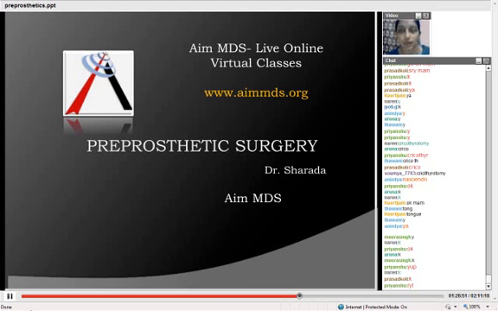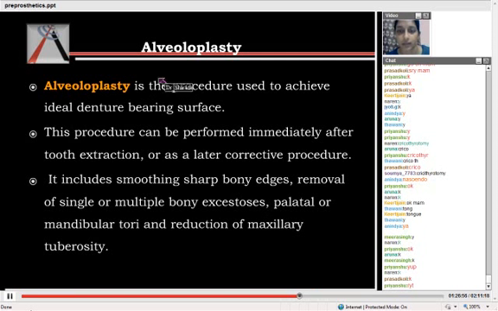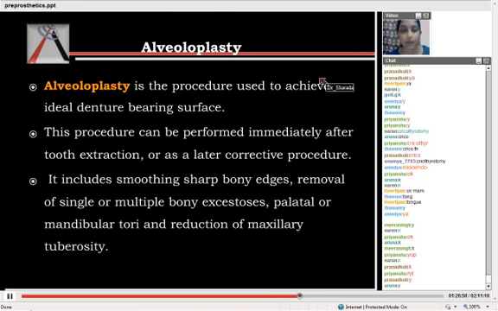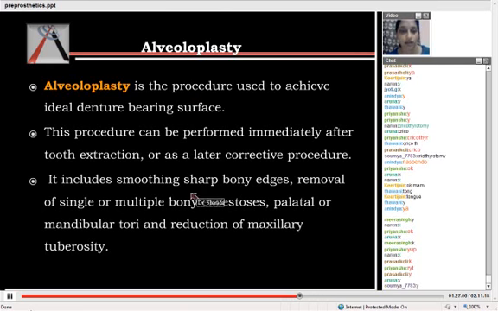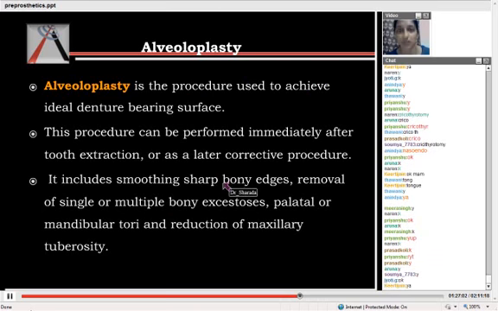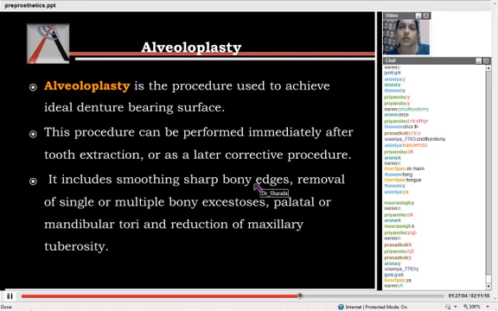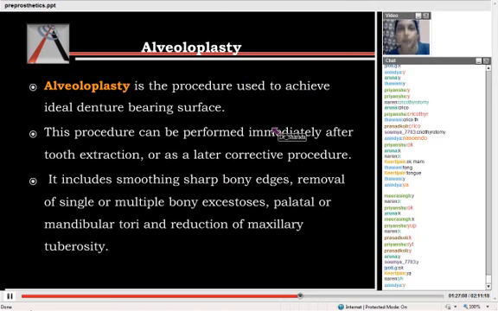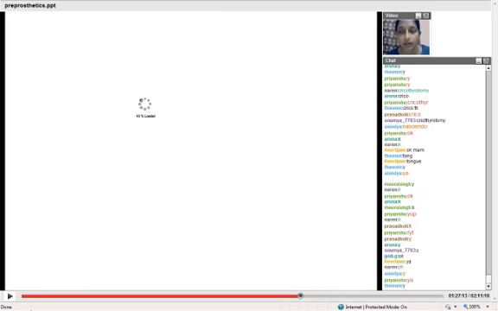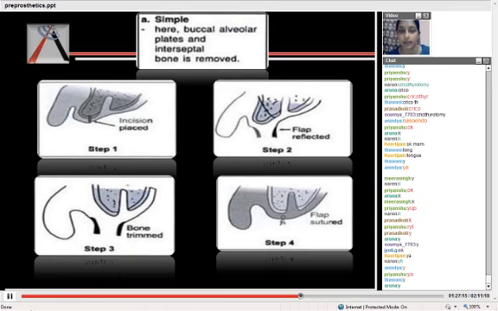So we'll move on. Do you know what alveoloplasty is? Everyone knows it. You always do it after tooth extraction. You remove the bony spicules, you smoothen it. You basically prepare the area for receiving a prosthesis. Got it? Now you have alveoloplasties which are of different types. We go through it.